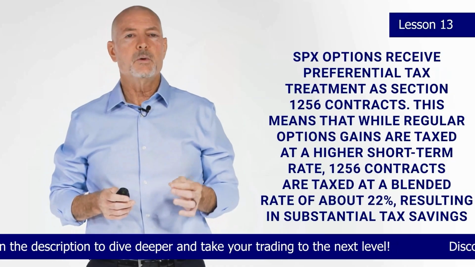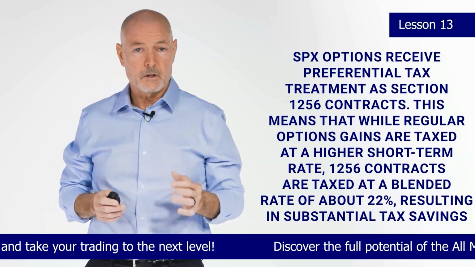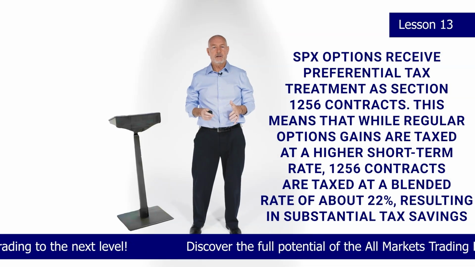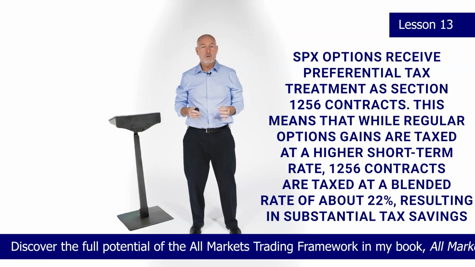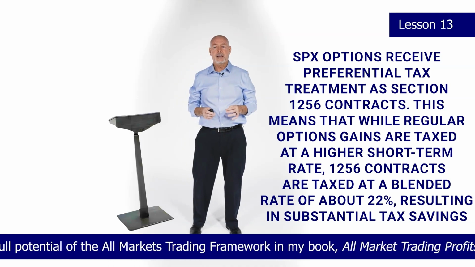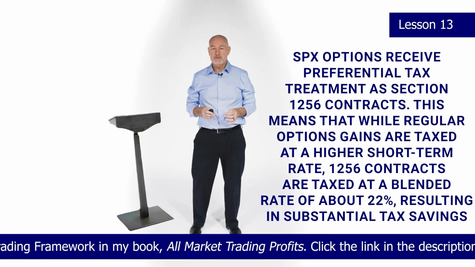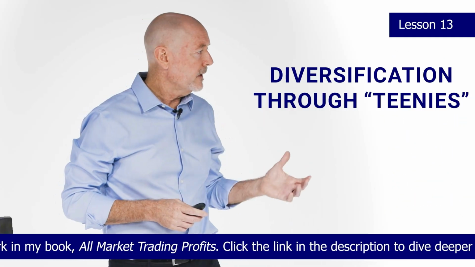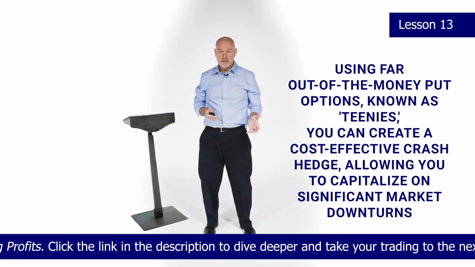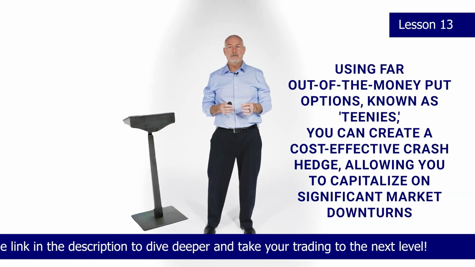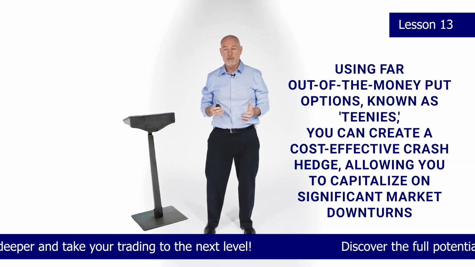Tax benefits of the 1256 contracts. SPX options receive preferential tax treatment as Section 1256 contracts. This means that while regular options gains are taxed at a higher short-term rate, 1256 contracts are taxed at a blended rate of around 22%, resulting in substantial tax savings. Diversification through teenies. Using far out of the money put options known as teenies, you can create a cost-effective crash hedge, allowing you to capitalize on significant market downturns.